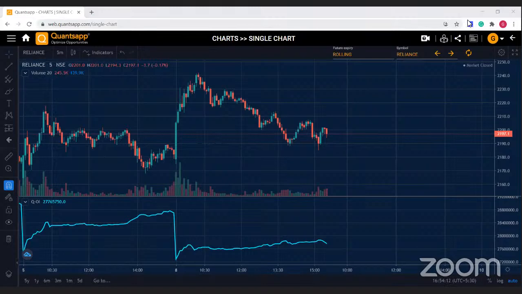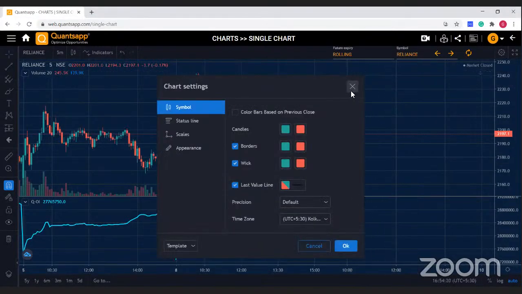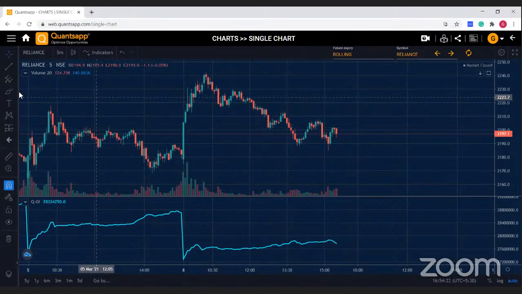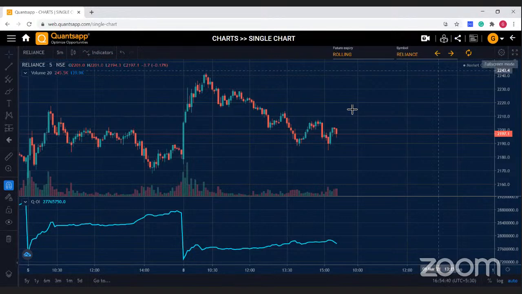Yes, you can save the templates. I'll tell you. You can lock the templates you are making here. So yes, you can do it.